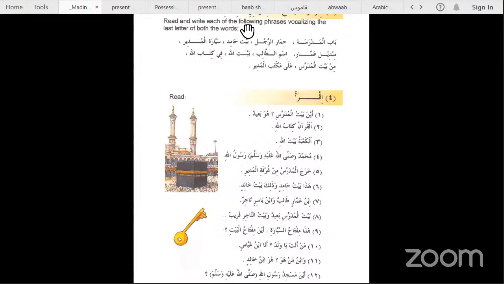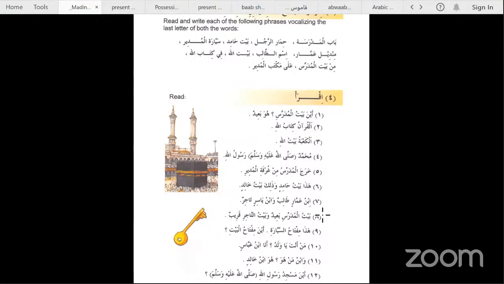Sister Parveen, can you come on the mic? Let's do 1 to 6, and then Sister Samina will read 7 to 12. Can you repeat from 1 to 6? Bismillah.